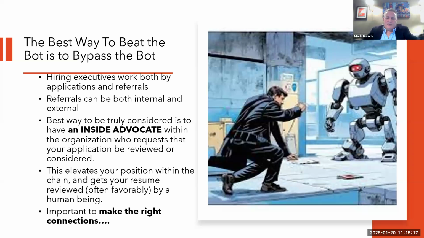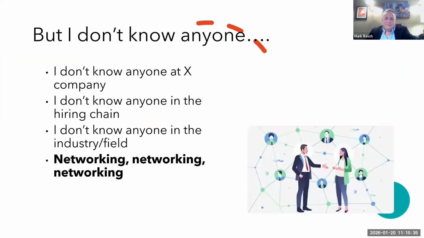So if you can be the person who is referred by a current employee, or someone who knows a current employee, you will have bypassed the bot. So you need to make the right connections. But I don't know anybody at that company. I don't know anybody in that field. I don't know anybody in the hiring chain. I don't know anybody in that industry or field. I haven't looked for a job in 20 years. I don't know anybody in this field. What do I do?